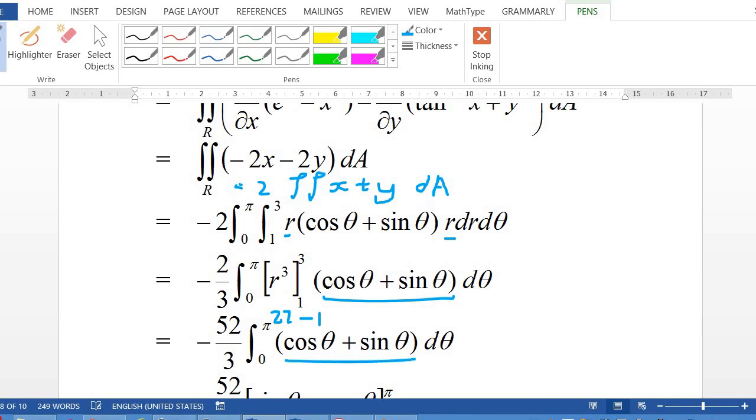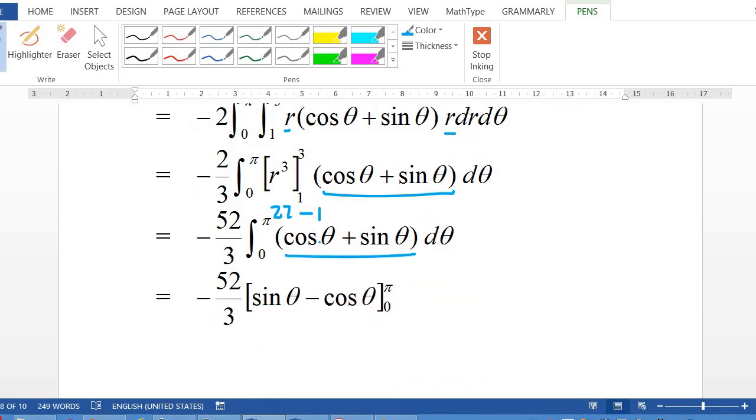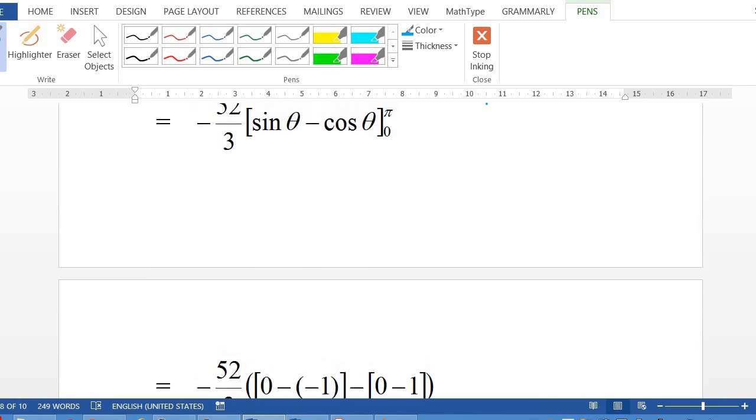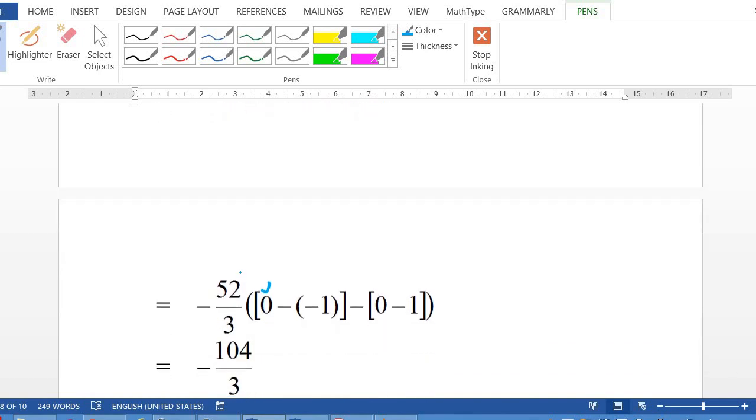Then integrate cos theta plus sin theta d theta. Integrate cos is sin theta. Integrate sin is negative cos theta. Plug in theta from 0 to pi. When you plug in theta with pi, sin pi is 0. Cos pi is negative 1, so minus negative 1. And then sin 0 is 0. Cos 0 is 1, but this is minus 1, that's why minus 1. So total this is 1 plus 1, 2. So 2 times negative 52 over 3, so negative 104 over 3.